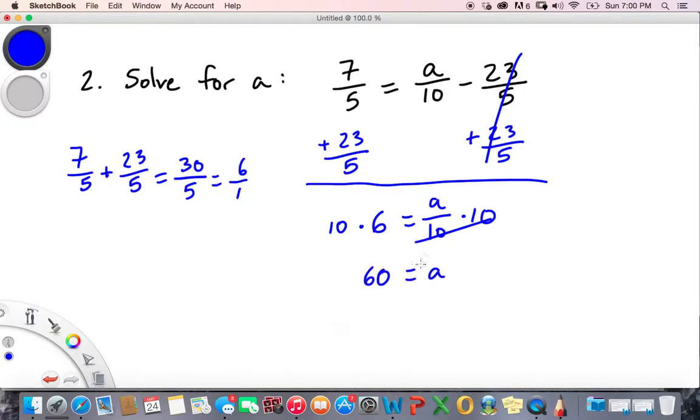Okay, so if I was to try that again, 60 divided by 10 is 6. That's what we see there. If I convert 6 to a fraction over 5, 6 times 5 would be 30/5. Take away 23/5, and that does give me 7/5. So if I plugged it into the equation, I would end up with the correct answer. Okay, so we end up with a equals 60.